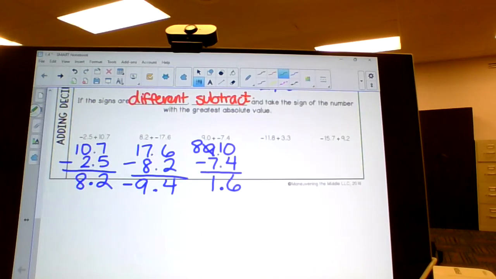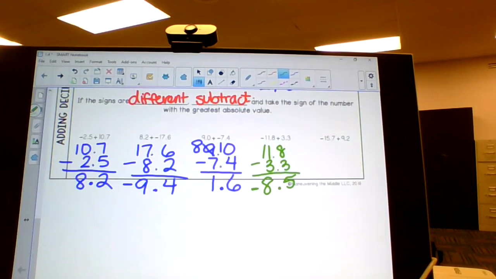Different signs, so I'm going to subtract. So 11.8 minus 3.3. So 8 minus 3 is 5, and 11 minus 3 is 8. Keep the sign of the larger one, so 11.8. So this will be negative 8.5 because 11.8 is bigger and it's a negative.